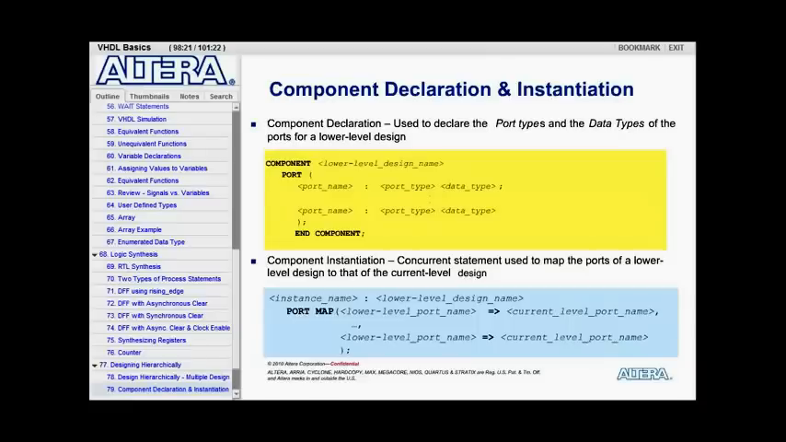So to do the component instantiation, you specify the instance name, colon, and then the name of the lower level design block, the keyword port map, and then you map the lower level port name to a current level signal using the mapping character, which is the equal greater than signal. Each mapping is separated by a comma.